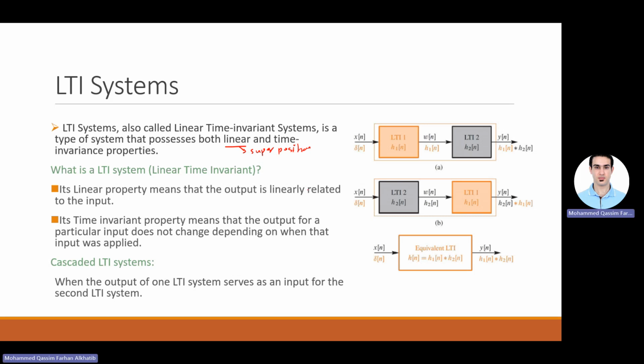All right. So the linear property means that the output is linearly related to the input. And time invariance means that the output for a particular input does not change depending on when the input was applied. So basically, whenever you have a delay at the input, you should get the same delay at the output. So it doesn't matter when you start your input, you should get the same output. And that's what it means by linear time invariance. Now with linearity, when you apply your inputs separately, you should get the outputs separately. Should not affect the output.